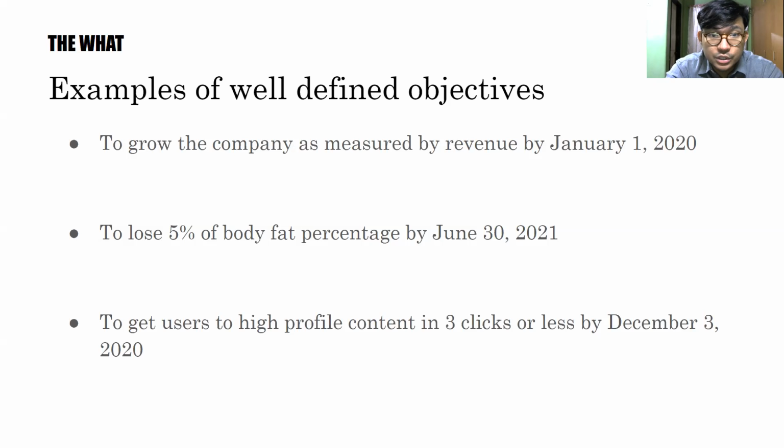Next is to lose 5% of body fat percentage by June 30, 2021. Next is to get users to high-profile content in 3 clicks or less by December 3, 2021. So mainly objectives can be categorized in 2 ways, I would say. The first one is number based, a specific metric. Yes, 5% body fat is a specific metric. Revenue is a specific metric.